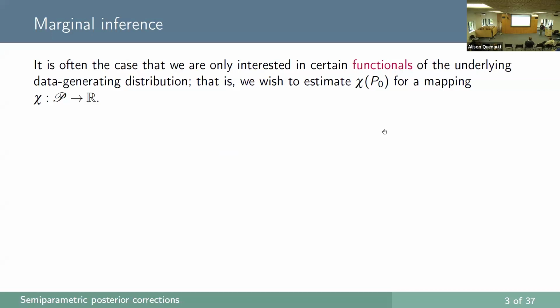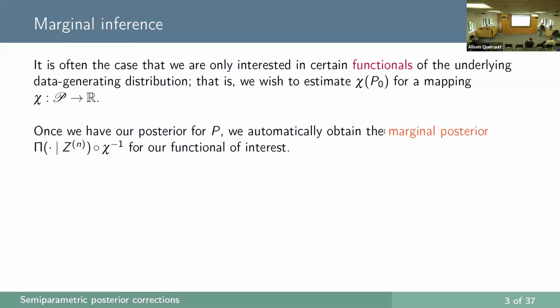Okay, but it's often the case that we're not actually interested in the whole data generating distribution. Right, so maybe we're only interested in some kind of summary of that distribution. So for example, it could be some kind of mean, quantile, or as I've alluded to, maybe some kind of treatment effect, right? A causal effect. So in that case, with Bayes, we automatically get our inferential tool for any summary that we want. By the way, functional is just a fancy name for summary.